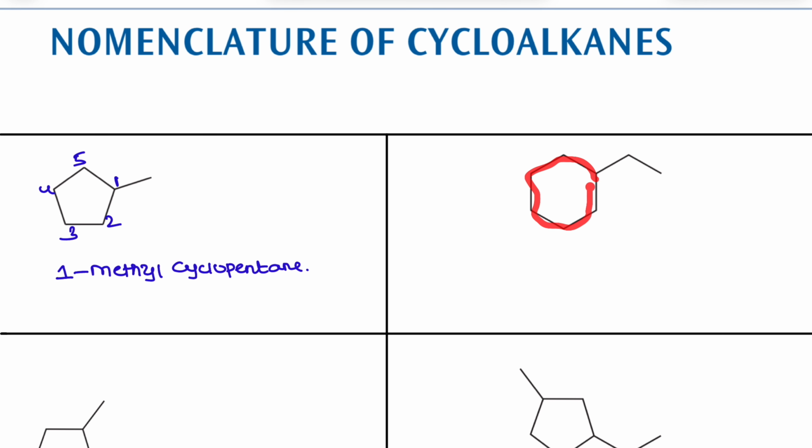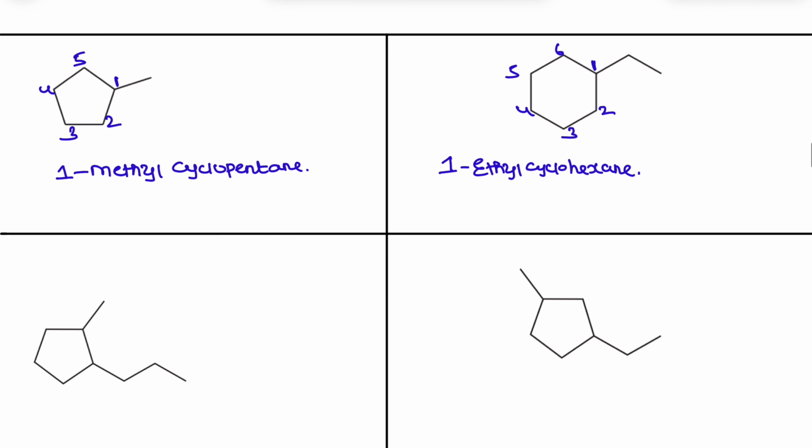Closed chain 6 carbons, open chain 2 carbons. Length is more for closed chain, so the closed chain is the longest chain. The name of this compound is 1-ethylcyclohexane. And most importantly here, this is having two branches. This is one branch, this is another branch. So obviously this is the longest chain.